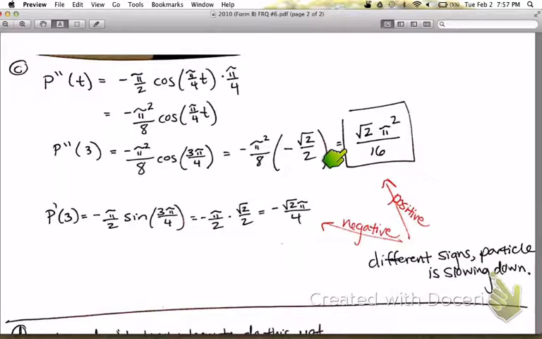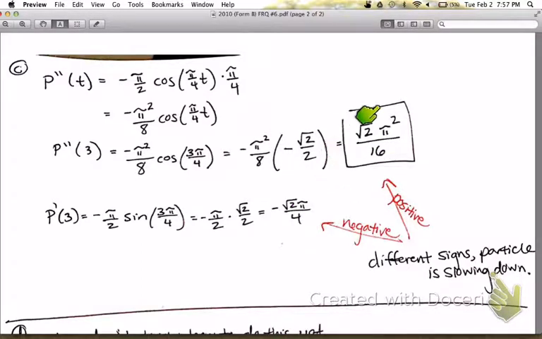So the first part was that they wanted you to figure out this value. So find the acceleration function and then evaluate it at 3. The second thing they asked you to do was to evaluate if the particle was speeding up or slowing down. And remember, that comes from looking at the signs of the first and second derivative. So if the acceleration and velocity are both the same sign, then it's speeding up. If they're both negative, it's speeding up. If they're both positive, it's speeding up. Or if they're different signs, then it would be slowing down.